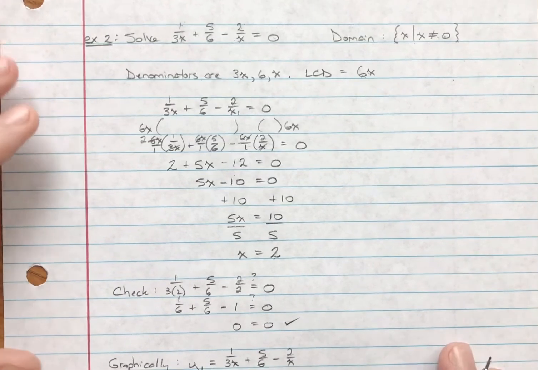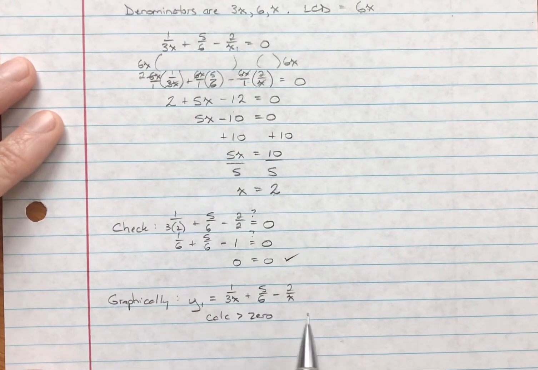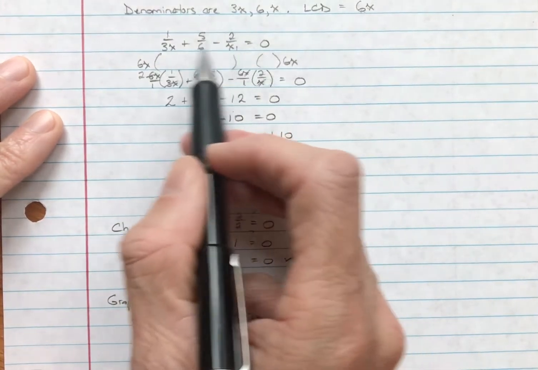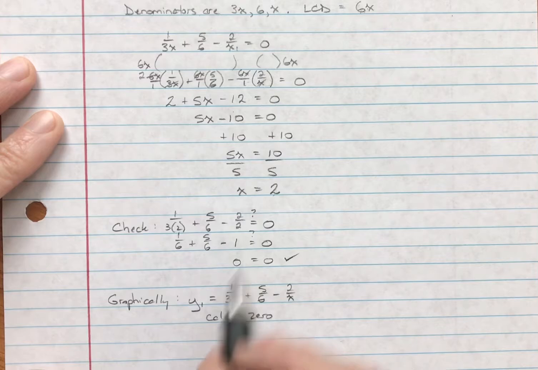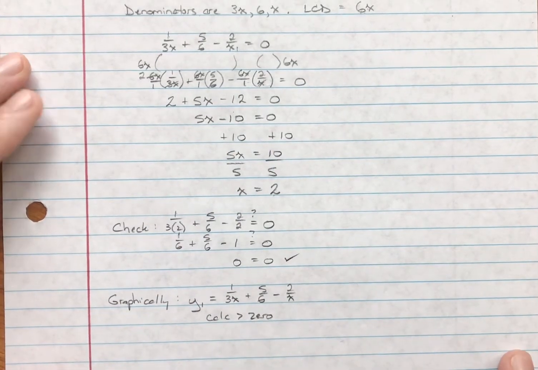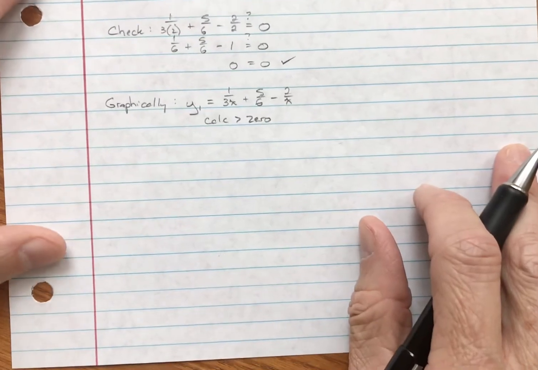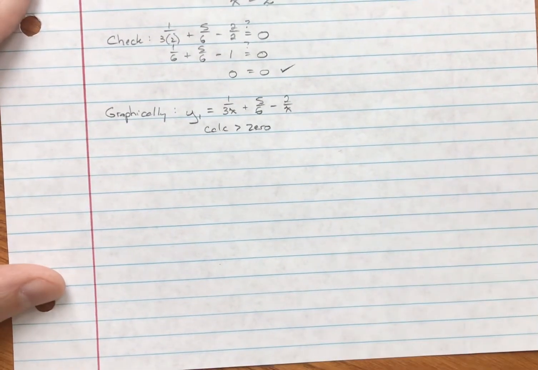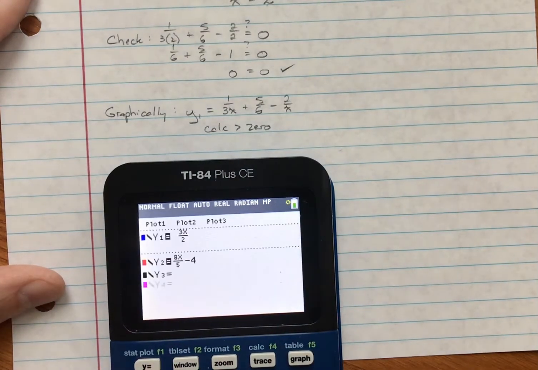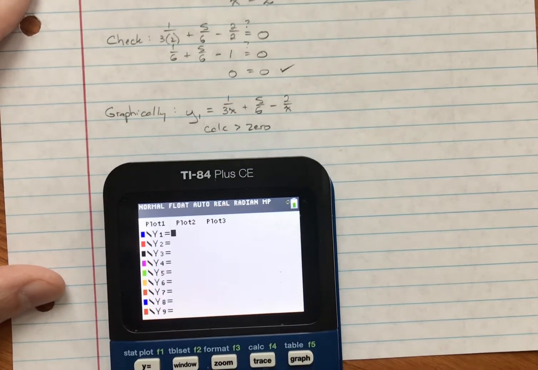Okay, I'm sorry, I got to come up to, there you go, now you can see it. y1 is equal to the left side, which you can see is right here. And because it's equal to 0, I'm going to calc the 0 instead of calculating the intersecting points. Okay, let's go to y. Let's clear out my previous.